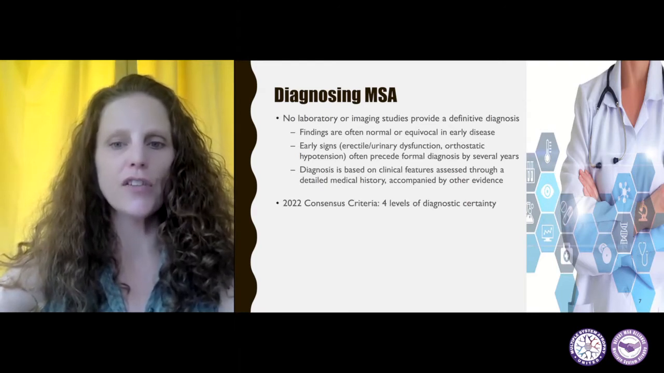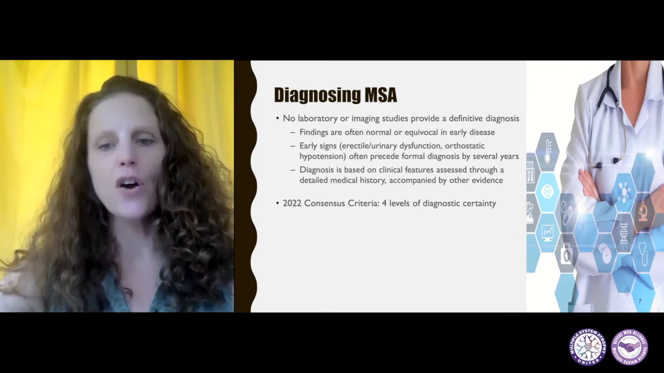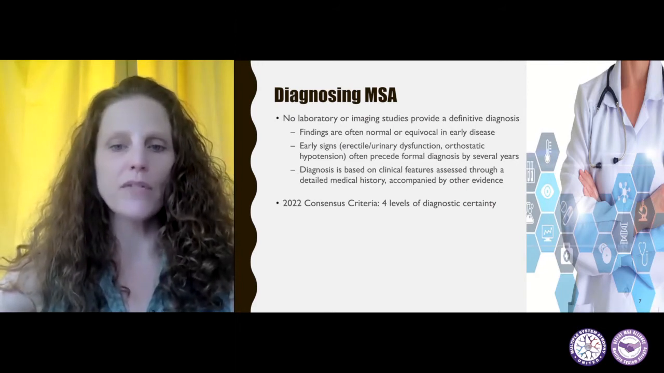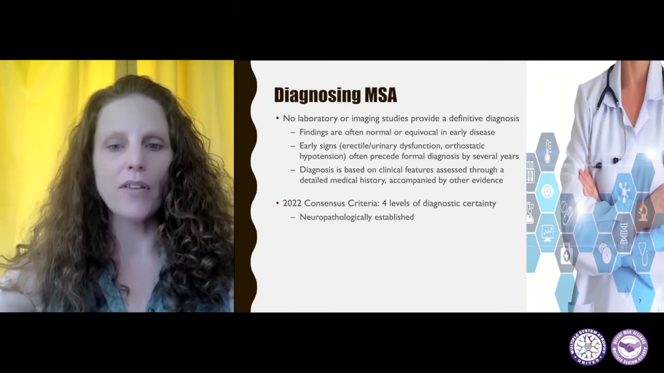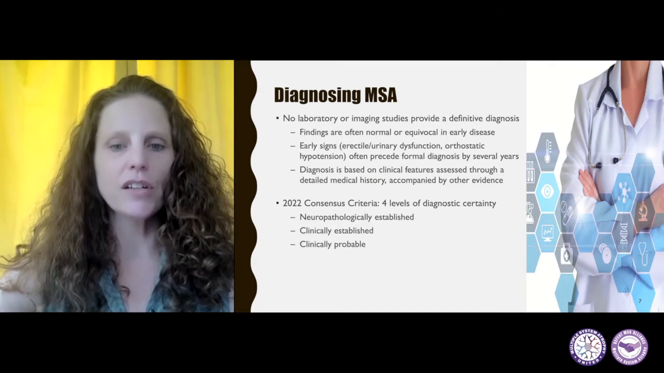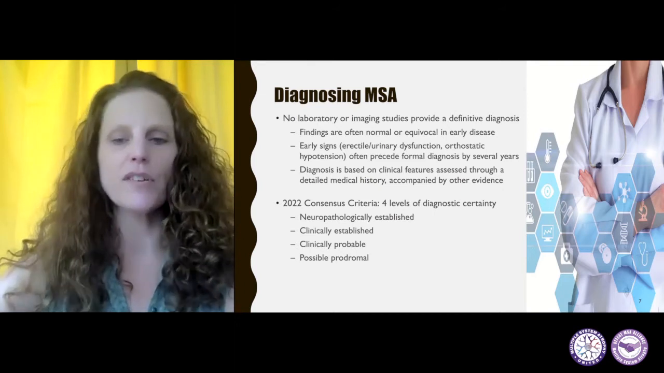Earlier this year, the MSA Criteria Revision Task Force, convened by the Movement Disorders Society, published the third consensus criteria, which established the following 4 levels of diagnostic certainty: neuropathologically established, clinically established, clinically probable, and possible prodromal. We'll discuss each of these categories in the slides to follow.